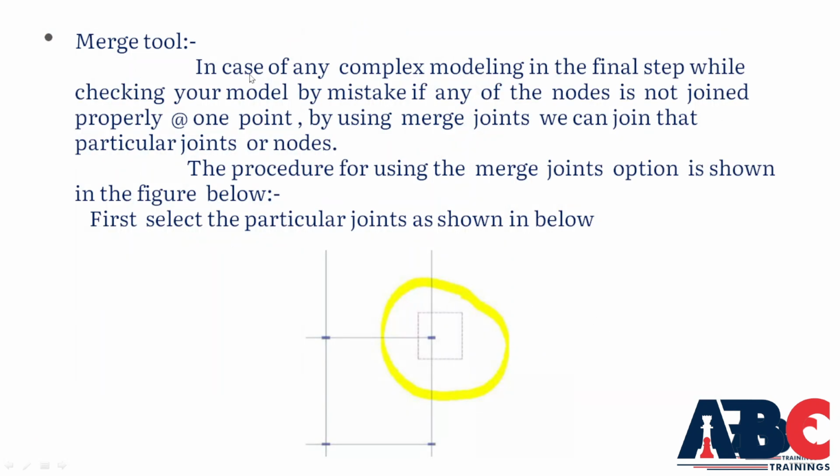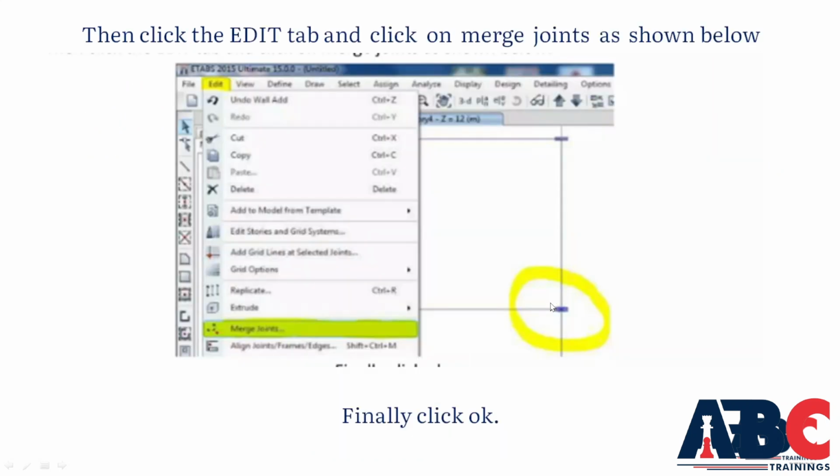Then next is merge tool. Merge tool is used to merge two points connecting at a point. For example, two beams are coming in the same direction, so I'm going to merge them and make it one continuous beam. Next is merge joint, which is similar to merge.